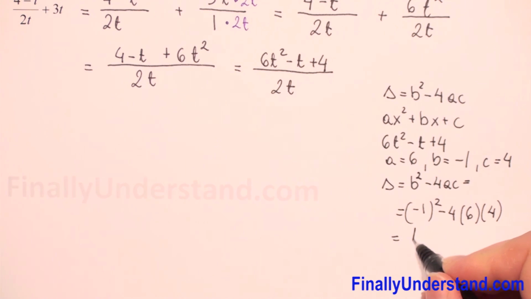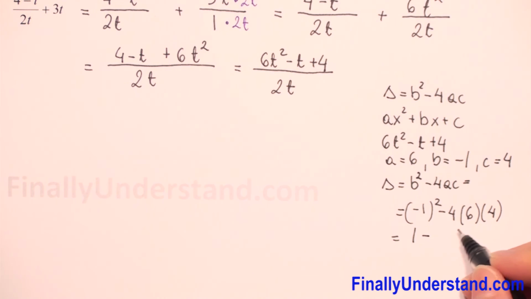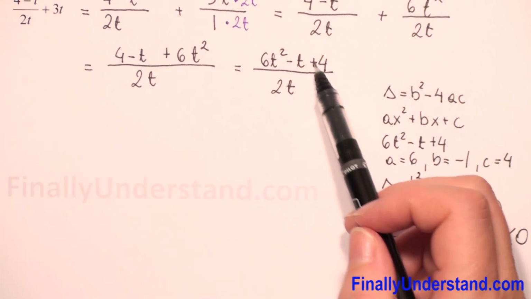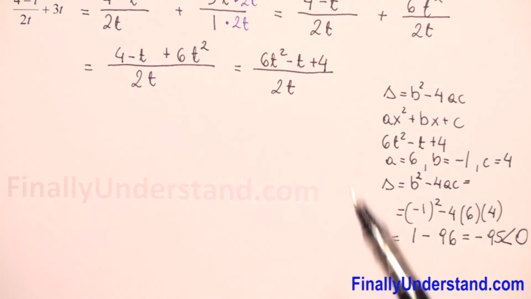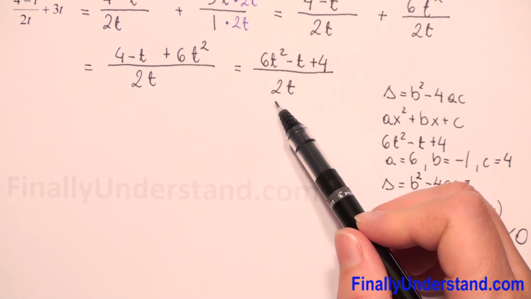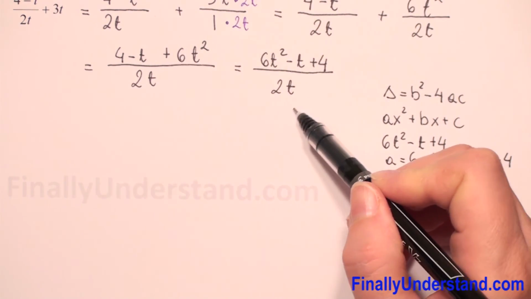So this is equal to 1 minus 4 times 4 is 16. 16 times 6 is 96. So this is equal to 1 minus 96, which is negative 95. When delta is less than 0, it means we cannot find real roots. So we cannot factorize it. And if we cannot factorize, we cannot reduce. So this is my solution.